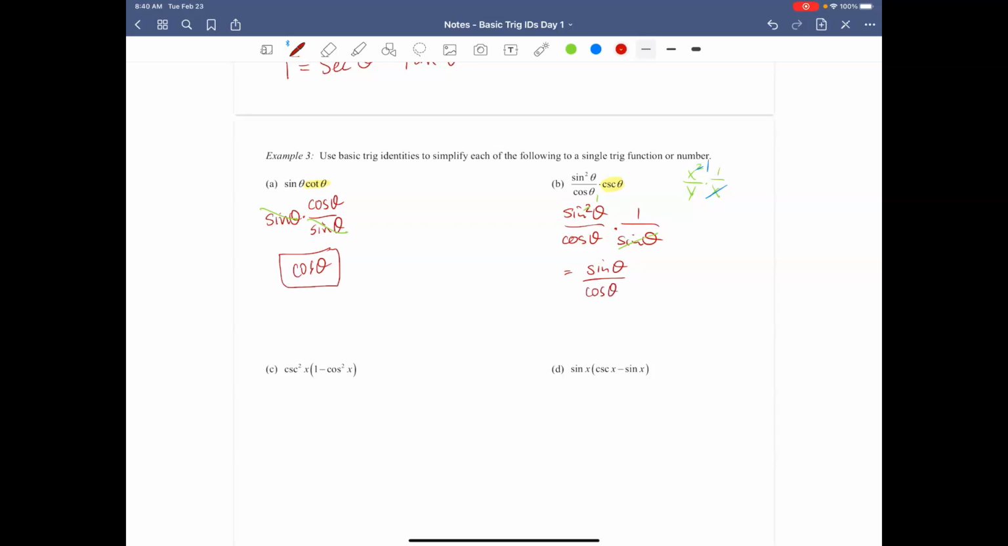Then sine of theta divided by cosine theta, hopefully you're recognizing that as tangent theta, which is that quotient identity. And so this will reduce nicely to just tangent of theta, which is our single trig function or number that we're looking for in these problems.